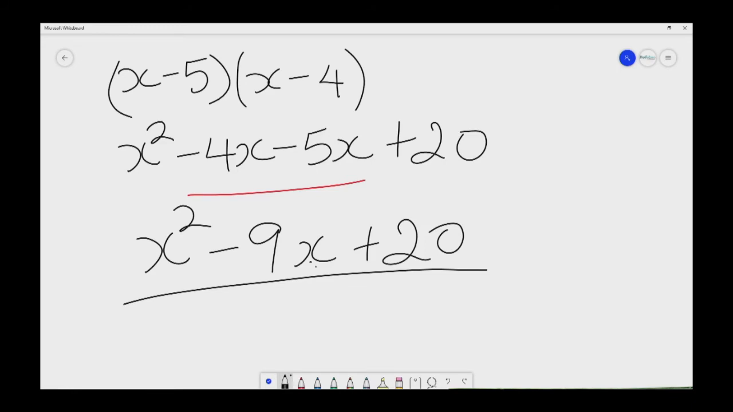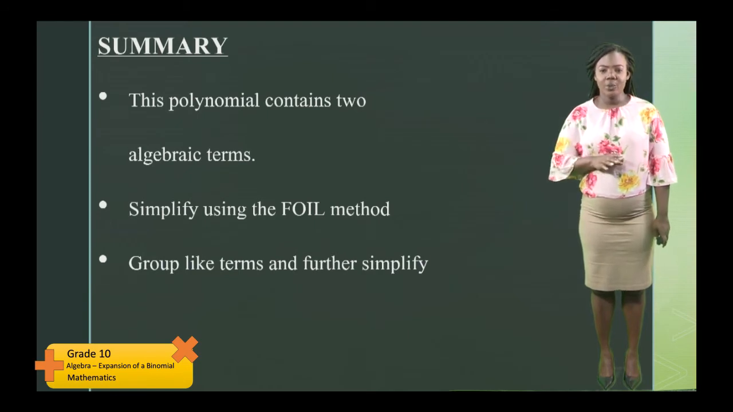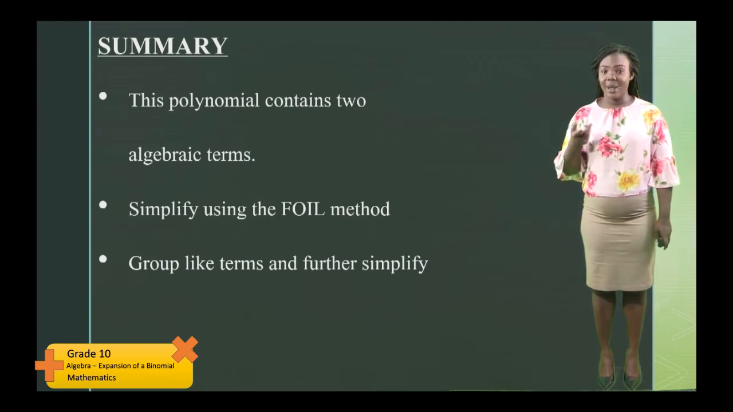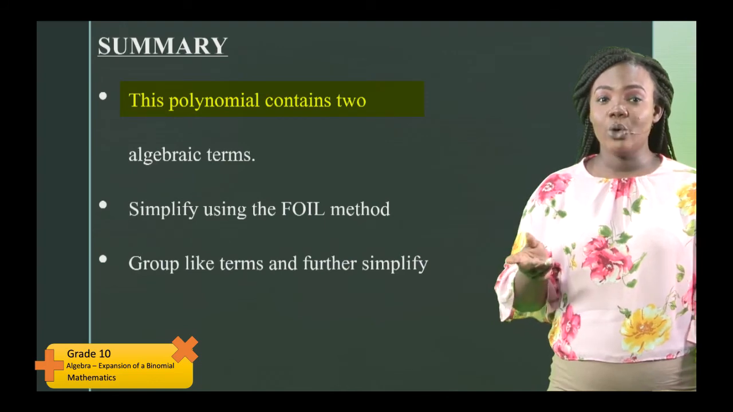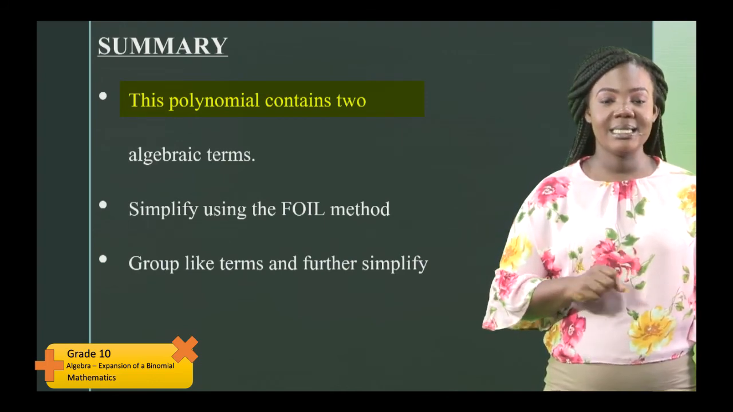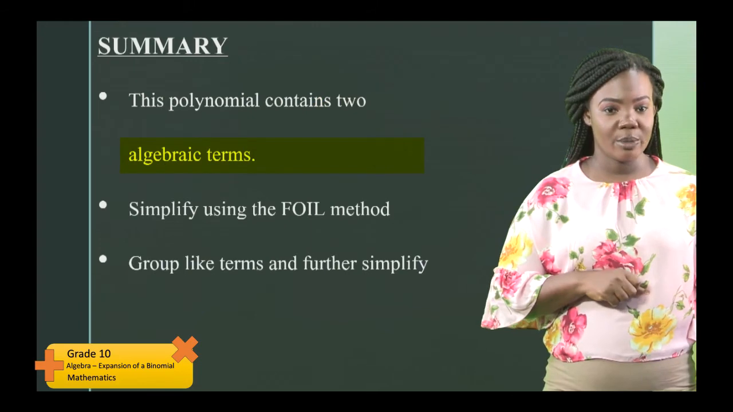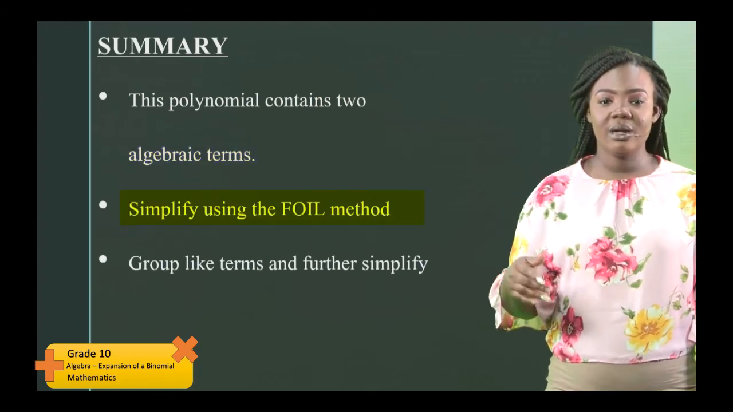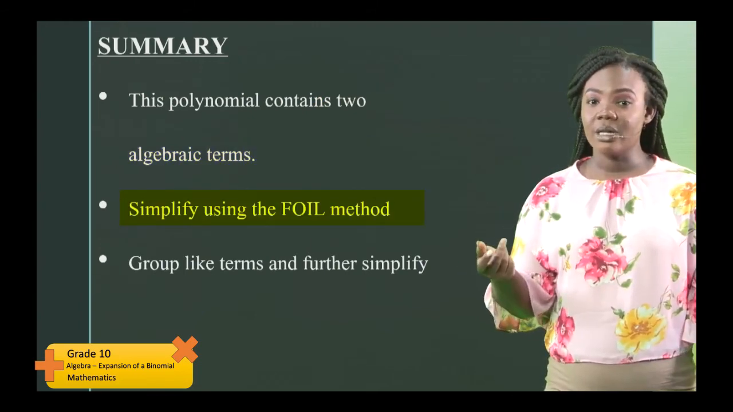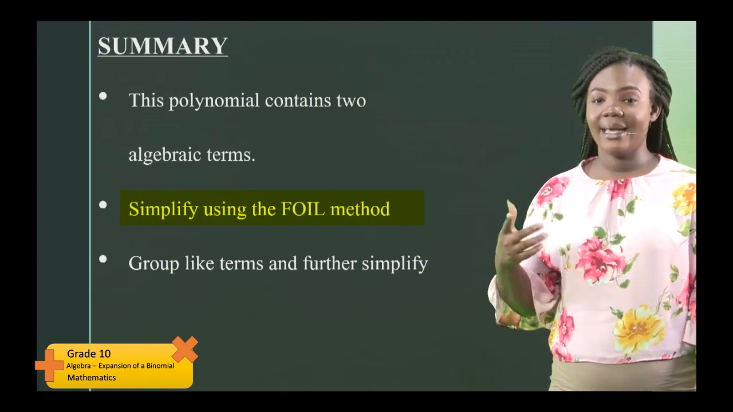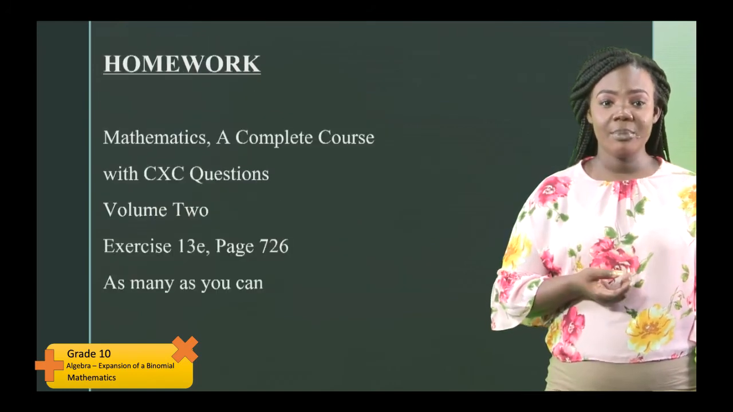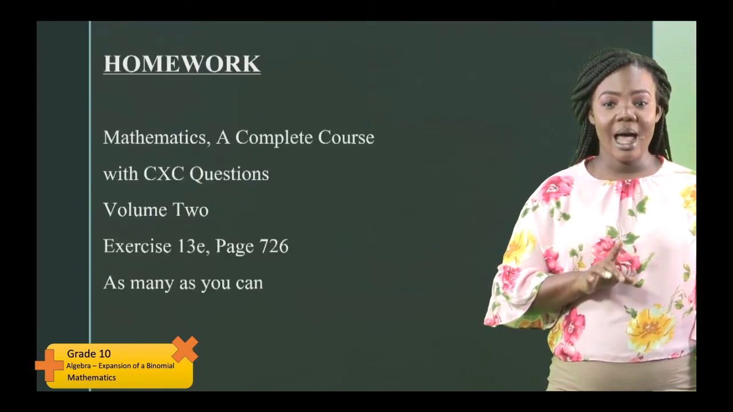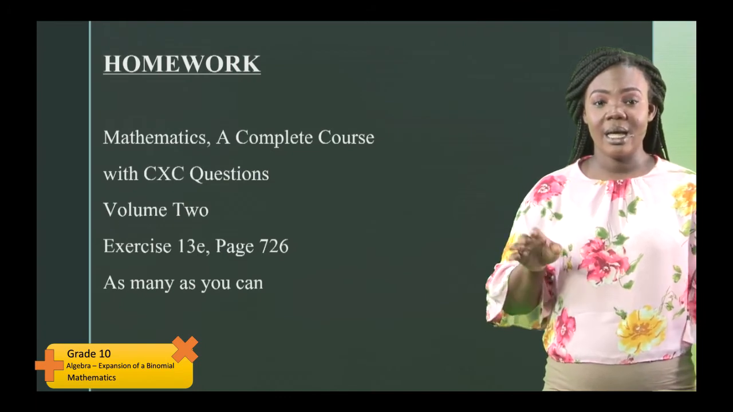So now that we have examined how we expand these things called binomials, let's recap our lesson for today. A binomial is a polynomial that contains two algebraic terms. To simplify, we use the FOIL method, which says first, outside, inside, then last. Then we group like terms and we further simplify.